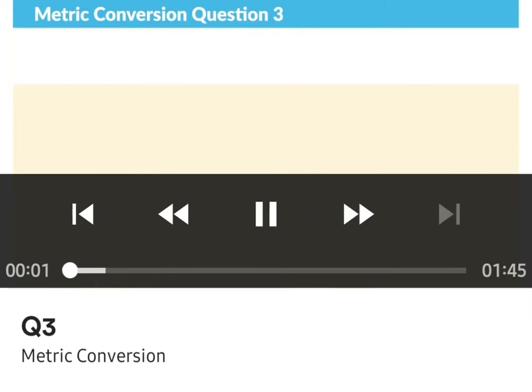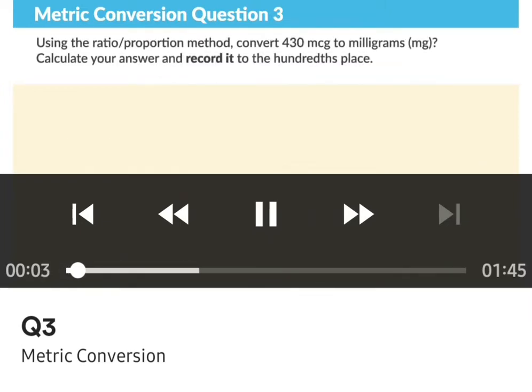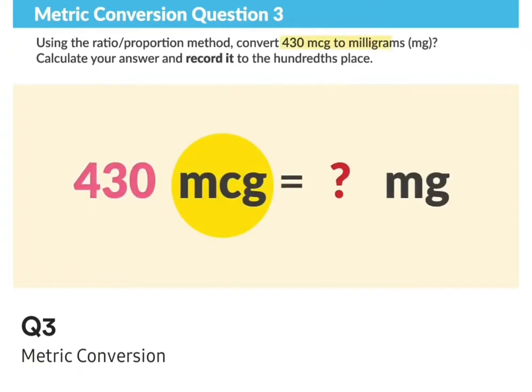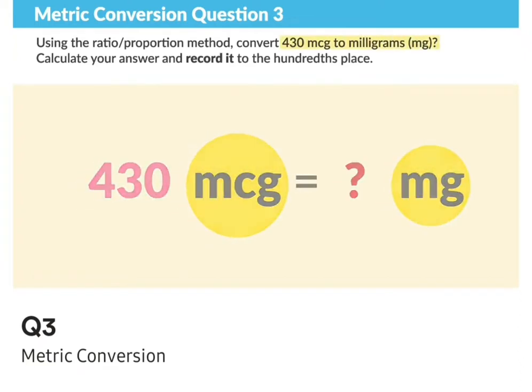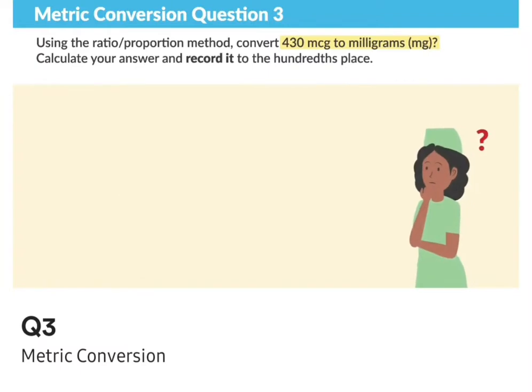Now moving on to question 3. Using the ratio proportion method, convert 430 micrograms to milligrams, recording the answer to the hundredth place. So set up the equation using the ratio proportion method. What is the relationship between micrograms and milligrams?